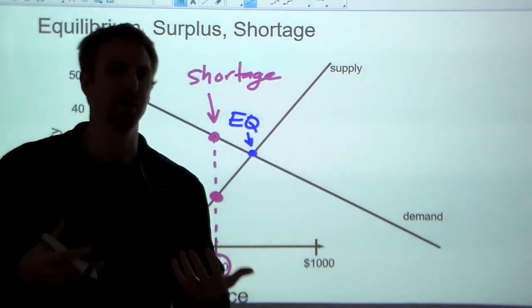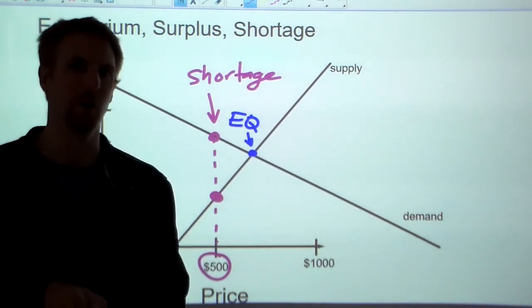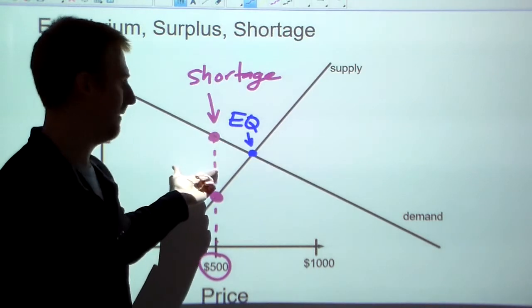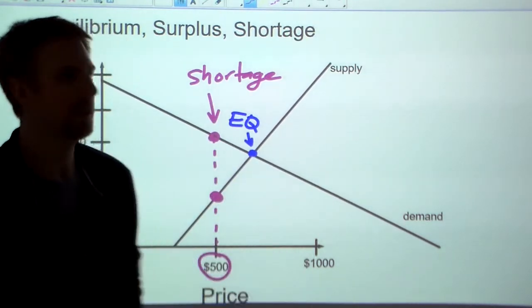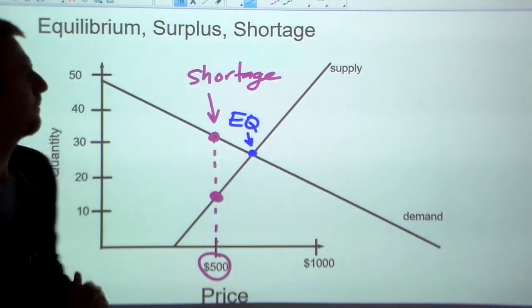I mean, think about what common sense says you would do. Let's suppose that you didn't really want this phone, but you were able to get a hold of it for $500. And you see that people can't find it. What are you going to do? You're going to sell it for a higher price because you can get it. So that's why the price is going to move toward that equilibrium.